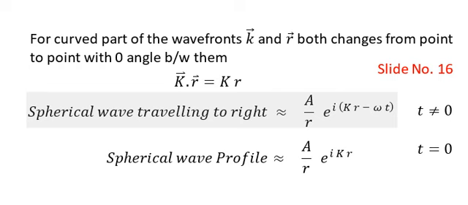So A over R is the amplitude, that is the amplitude will fall off as 1 over R, and this A is the amplitude of the point source. So A over R is the amplitude at a distance R from the point source, and the phase factor is e to the power iota KR minus omega t. So in order to write down the profile of this wave, we can set t equal to 0 in it, and we have the spherical wave profile equal to A over R e to the power iota KR.